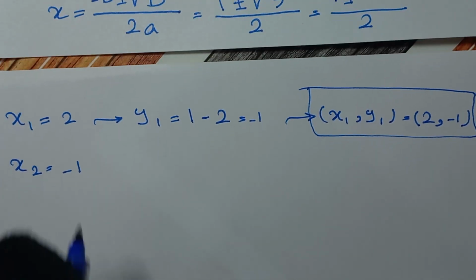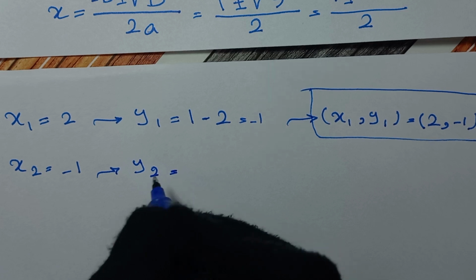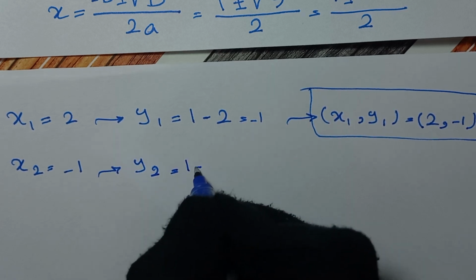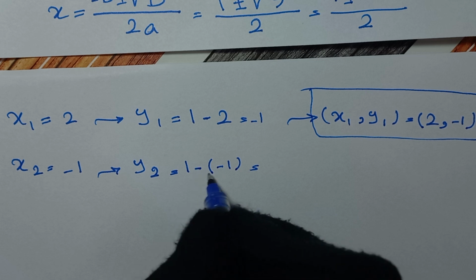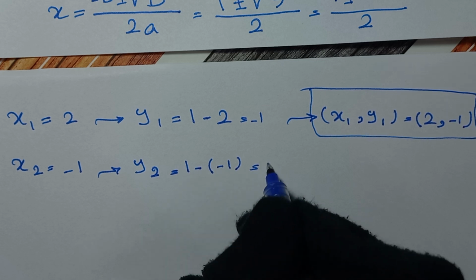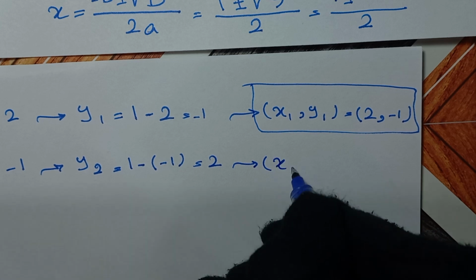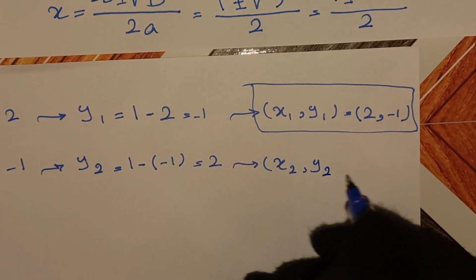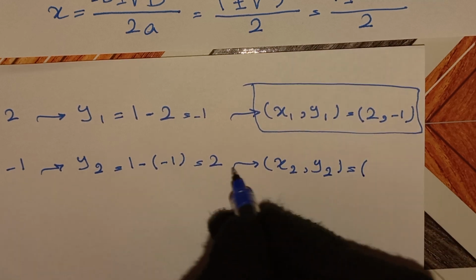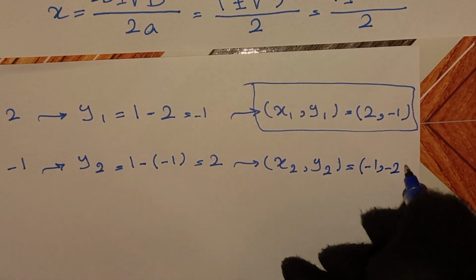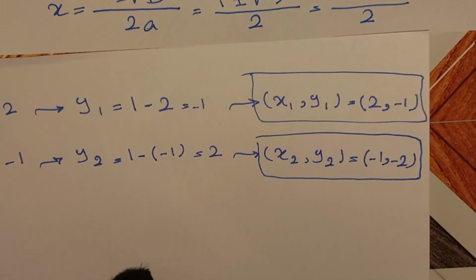And for x is negative 1, y2 is 1 minus x. So it will be 1 minus x, x is negative 1, and negative times negative is positive. So 1 plus 1 is 2. So our second answer for x2, y2 is negative 1 and 2. And this is our second answer.